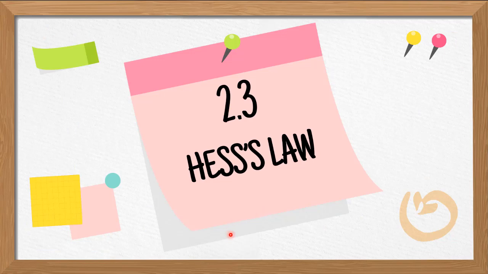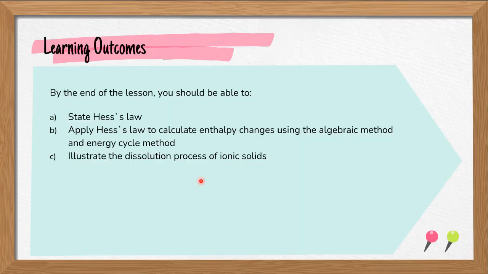In this video, we are going to talk about Chapter 2.3 Hess's Law. By the end of the lesson, you should be able to state what Hess's Law is, apply Hess's Law to calculate enthalpy change using the algebraic method and the energy cycle method. Then, you need to be able to illustrate the dissolution process of ionic solids.